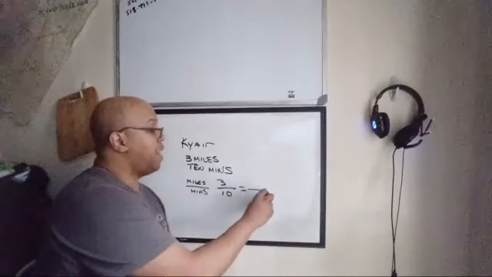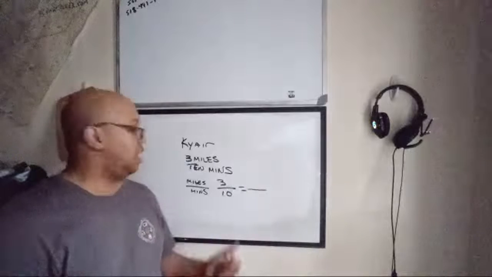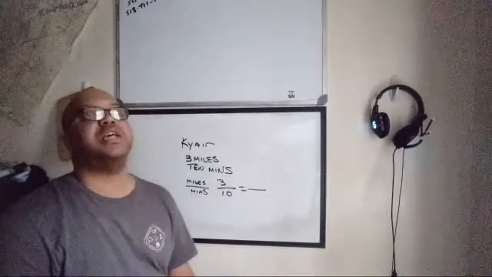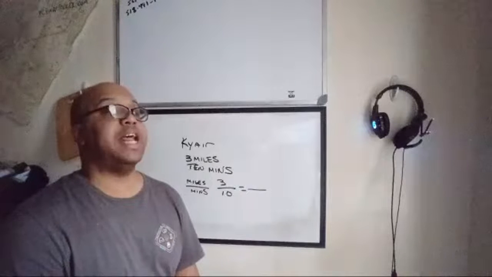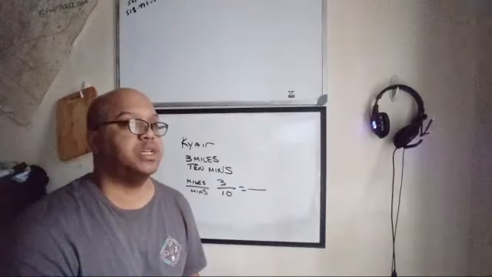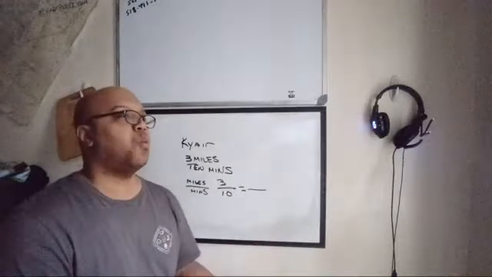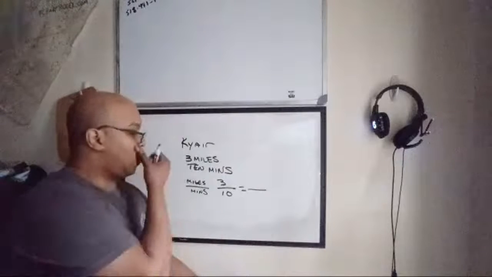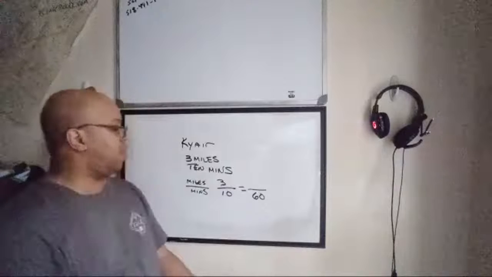So Kair can walk 3 miles in 10 minutes. When I see that, when I'm reading through the question, I'm already, boom, setting up my proportion. We can walk 3 miles in 10 minutes. How many minutes can Kair walk in an hour? So that's the question. Well, miles, minutes. There are 60 minutes in an hour.